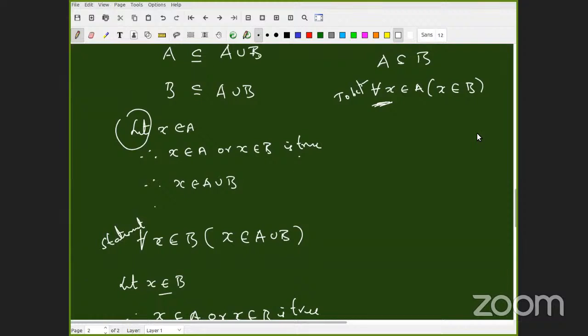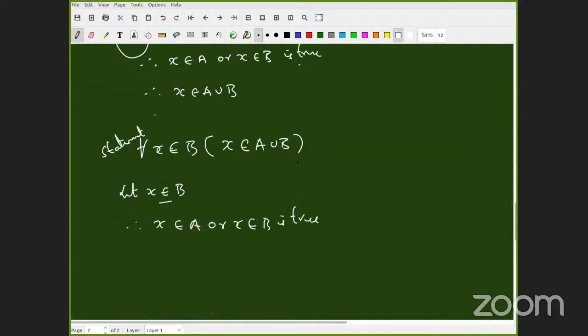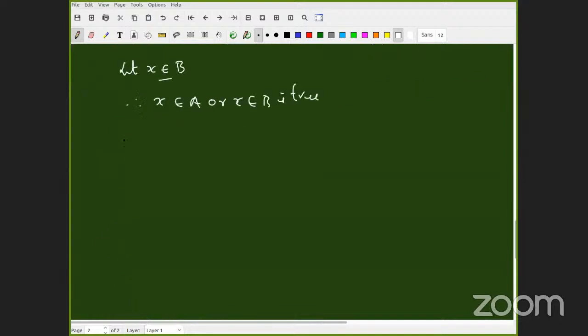Sir, A intersection B is a subset of A. Very good. A intersection B is a subset of A. One more relation. A intersection B is a subset of B. Very good. Subset of B. Okay, good. Can you prove one of them?